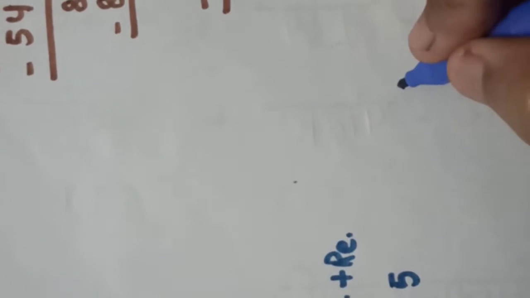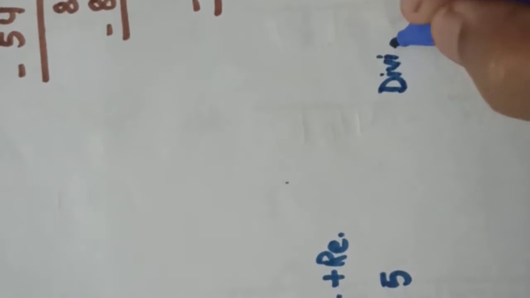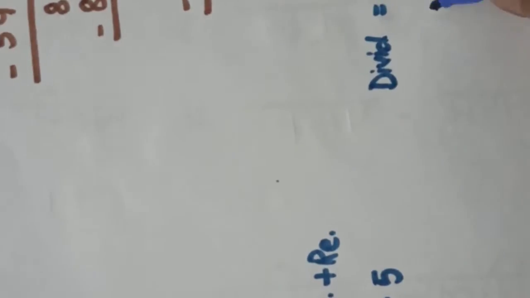Let us apply that same formula. Dividend is equal to divisor into quotient plus remainder. Okay, what is the divisor over here? 9. Then 6979 plus what is the remainder? 6. It means after multiplying this number we will get 6973.